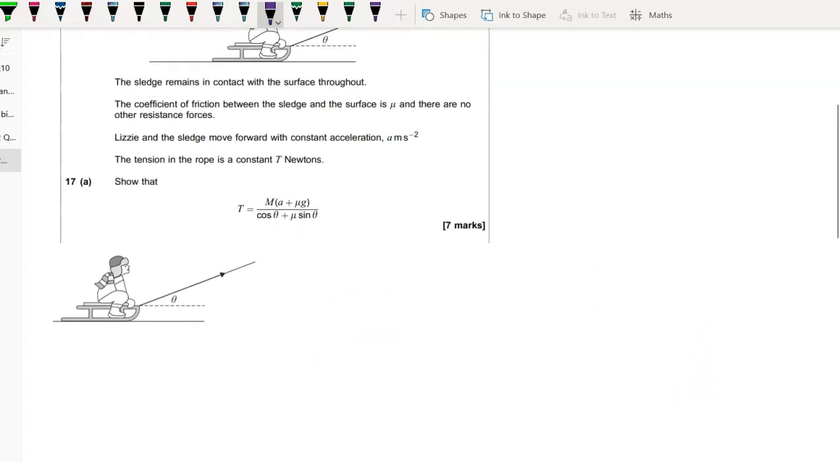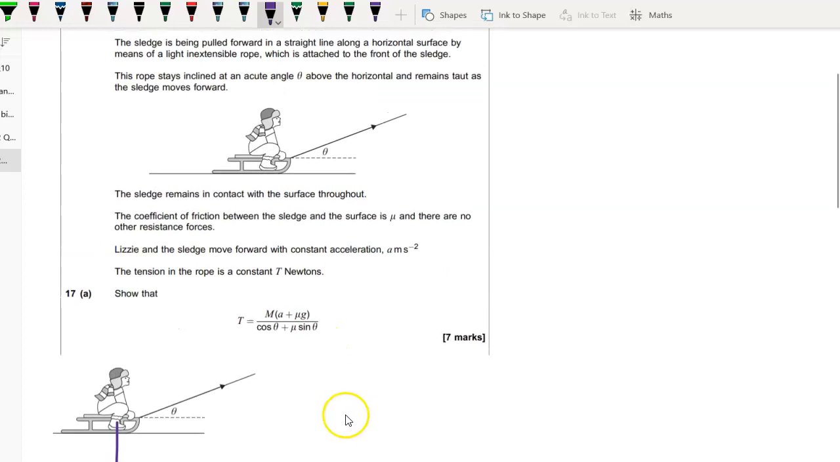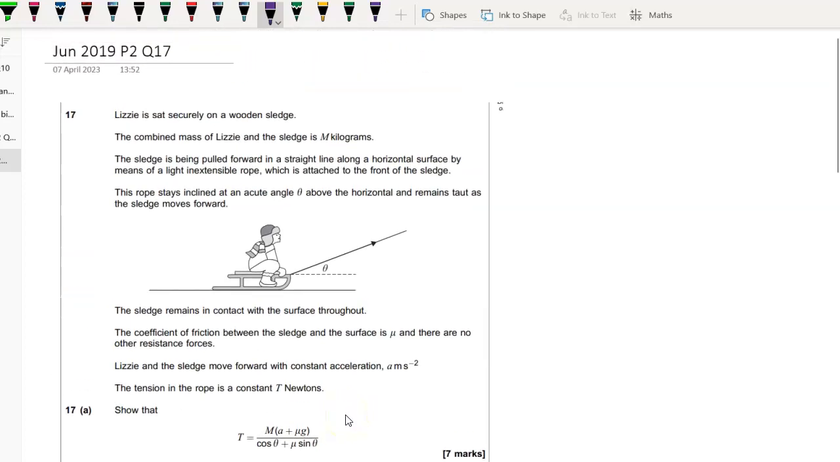So I've got my little copy of Lizzie here. My mass acting downwards here is m, and mass times gravity is our weight coming down there. We're just using g for gravity on this one. The sledge is being pulled forward in a straight line, moving horizontally along a horizontal surface by means of a light, inextensible rope.